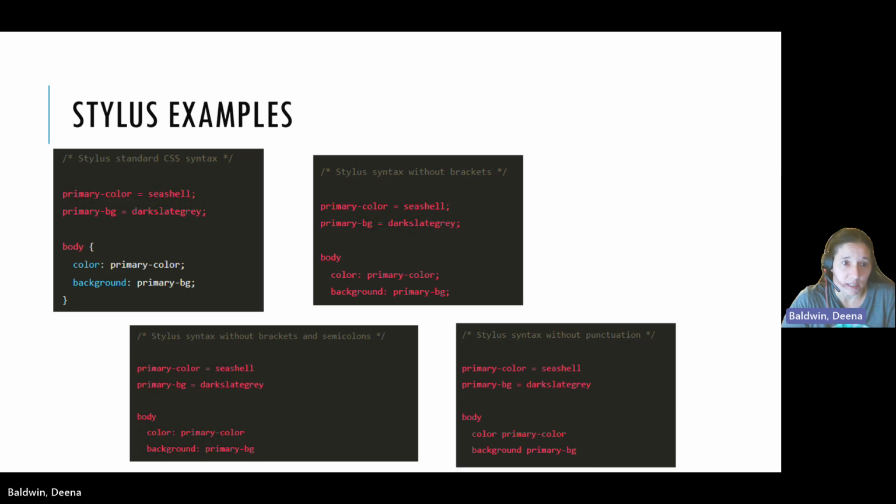So you can use standard CSS. I've got 4 examples here. You can use the standard CSS syntax, or you can omit the brackets, as seen in the second one here. You can omit the colons and or the semicolons, as we can see, like we omitted the brackets and the semicolons in this one. Or you can just leave out all punctuation altogether.